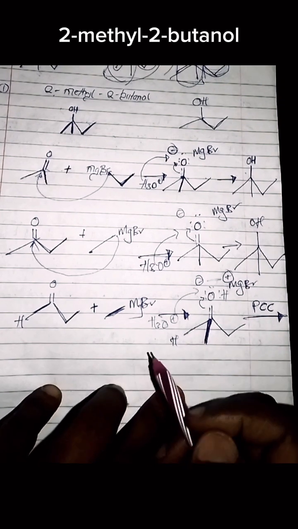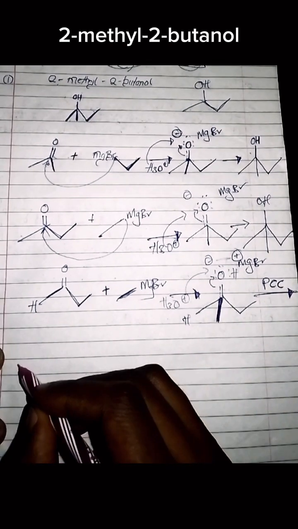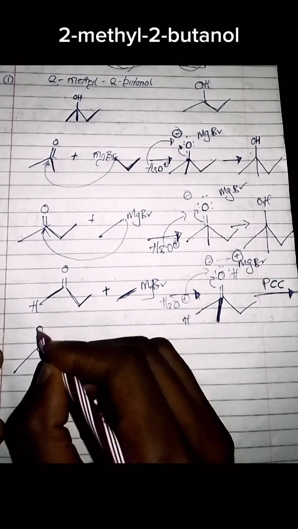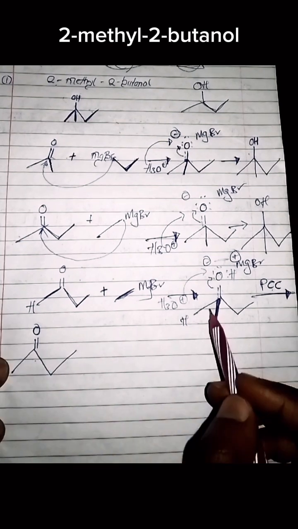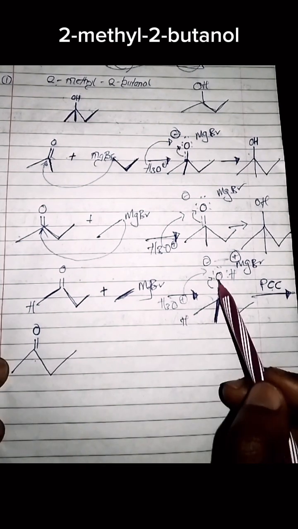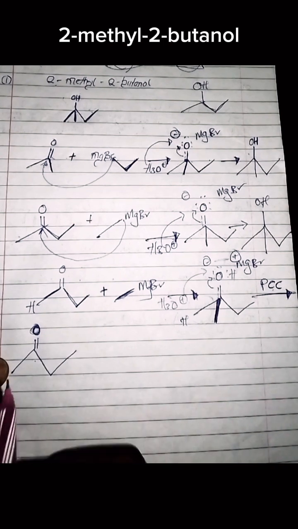It will extract this hydrogen. And so at the end of the day, what will you have? You have this compound. After PCC reacts, you have something that will look like this. The hydrogen will leave, right? And then here you have a ketone functional group. This is an oxidation process.